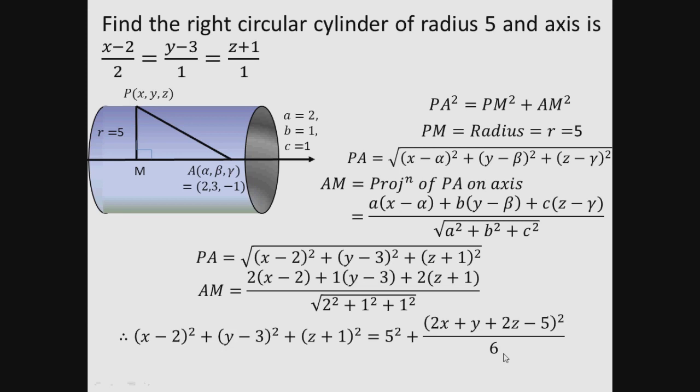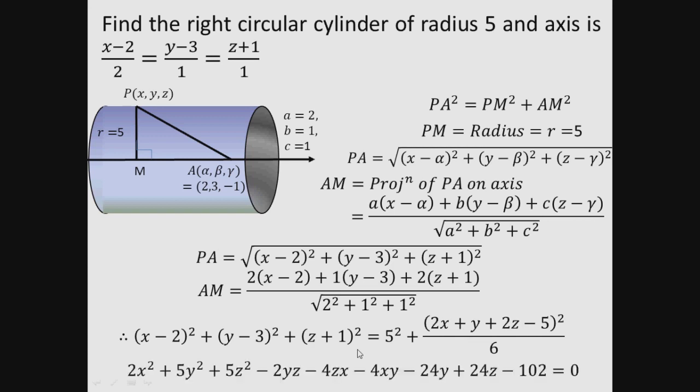divided by 6. Now multiply both the sides by 6, open these square brackets, take the square of these 4 terms as we had done in the previous problem, collect all the terms on one side, and that gives us the answer 2x square plus 5y square plus 5z square minus 2yz minus 4zx minus 4xy minus 24y plus 24z minus 102 equal to 0. Okay, so basically we have to get this perpendicular distance, radius, then projection and distance formula, and then use the Pythagoras theorem for those 3 terms, and after simplifying we can get the equation of right circular cylinder.